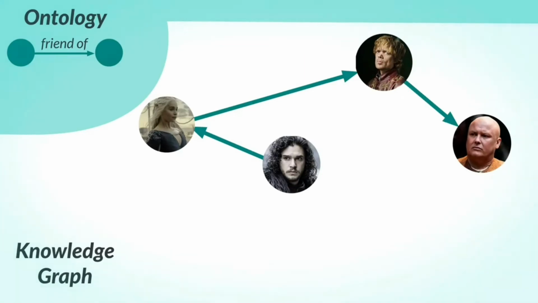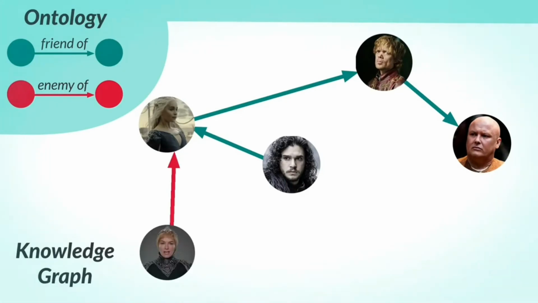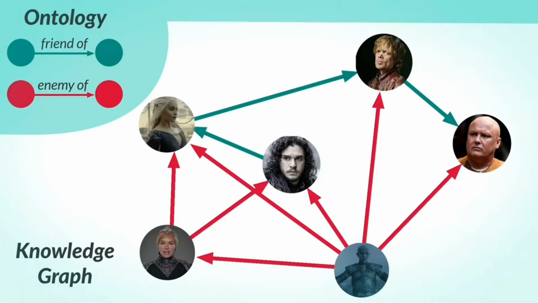Now if we just add one more triplet to the ontology, namely person is enemy of person, then a whole host of new nodes and relationships come into the knowledge graph. Like Cersei is enemy of Khaleesi, Cersei is enemy of Jon Snow, White Walker is enemy of everyone else. In ontology, we can also mention properties of the relation such as inverse, transitivity, commutativity, and so on.